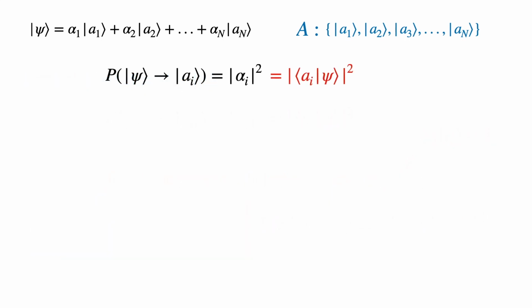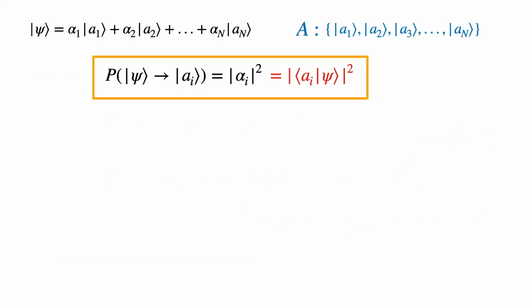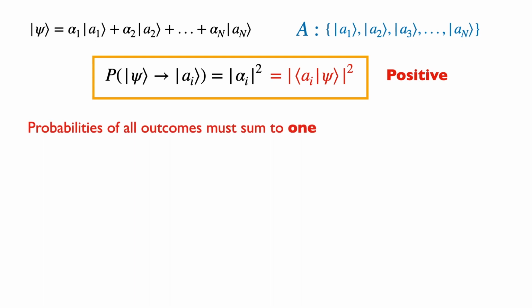In order for this expression to be a probability, it has to be positive. This is guaranteed by the absolute square. The probabilities of all outcomes must also sum to 1. This imposes a condition on the state vector.